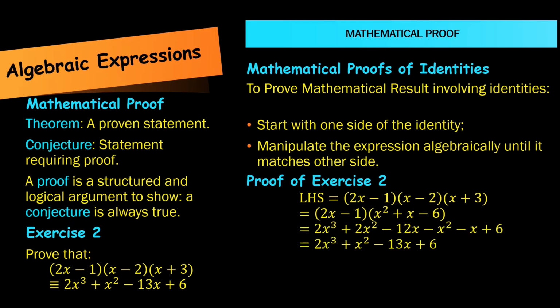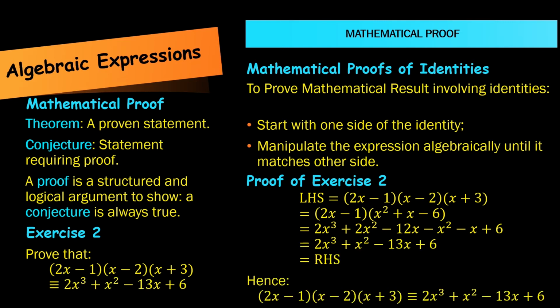And of course, once we've tidied up, we can see that this is equal to the right-hand side of the identity that we were required to prove. As shown. And therefore we can conclude that the identity is true.